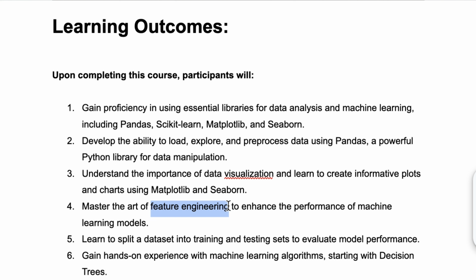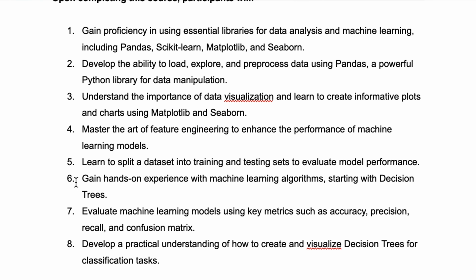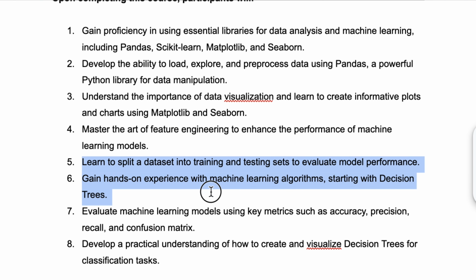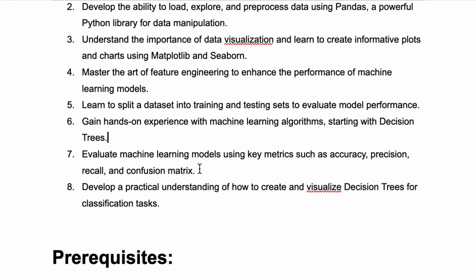So feature engineering is just for selecting the best features to get the best accuracy for your project. Training and testing data are the different parts of how to split data into training and testing, and then evaluate our model on this data set. Also, we will gain experience with machine learning algorithms, starting with the decision tree.